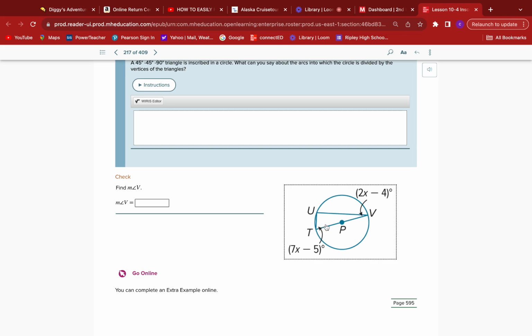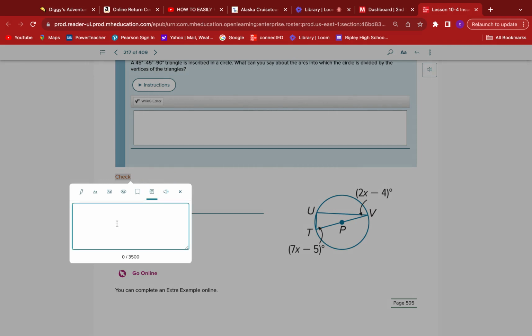Or you can add up all three and set it equal to 180 if you want to, but the shortcut is that these two angles, T and V, are complementary. So I'm going to add 7x minus 5 to the 2x minus 4, set it equal to 90. All right, here it goes. 7x minus 5 plus 2x minus 4 equals 90, or you can add all three to set it equal to 180 if you want to. 7x plus 2x is 9x. -5 minus 4 is -9, equals 90. All right, the opposite of subtracting 9 is to add 9 to the other side.